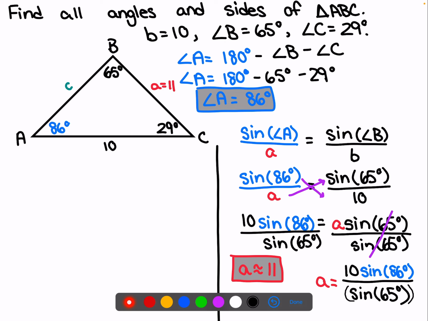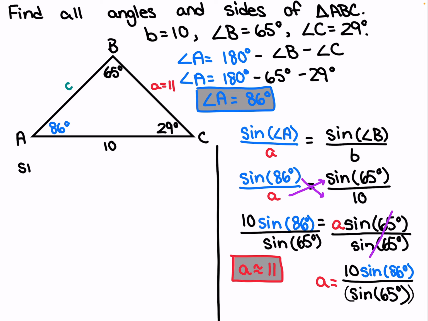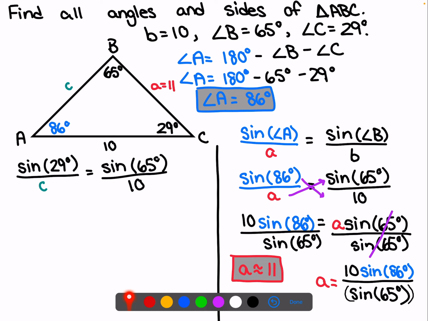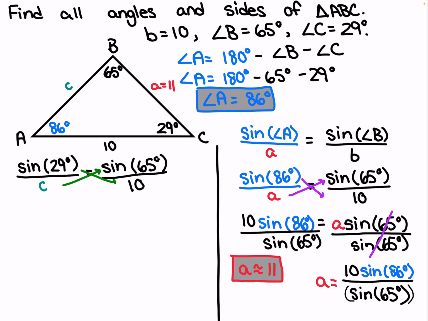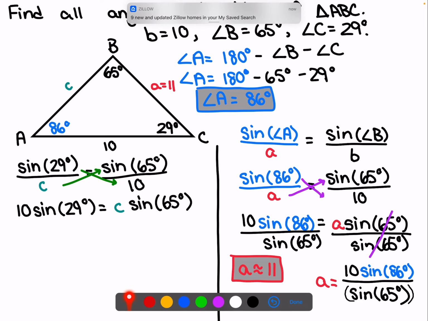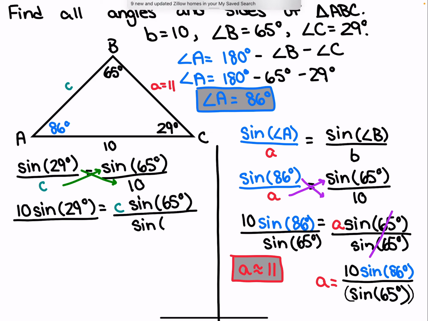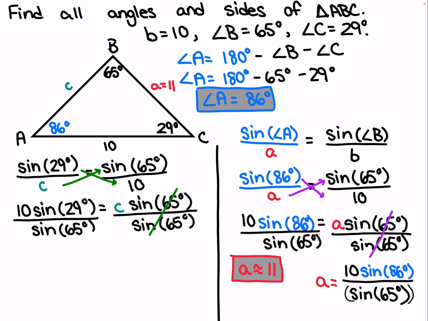Now that we solved for a, the only other side that we need is side length c, little c over here. So we're going to use the law of sines once again. This time I'm going to have sine of 29 over c equals sine of 65 over 10. Same thing, we cross multiply to solve. So we're going to be given c sine of 65 equals 10 sine of 29. At this point, we want to get c by itself, so I divide both sides by sine of 65. That'll leave us with c is equal to 10 sine of 29 over sine of 65.